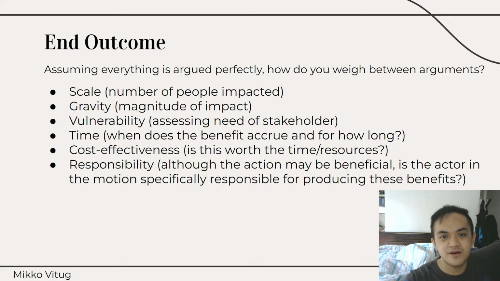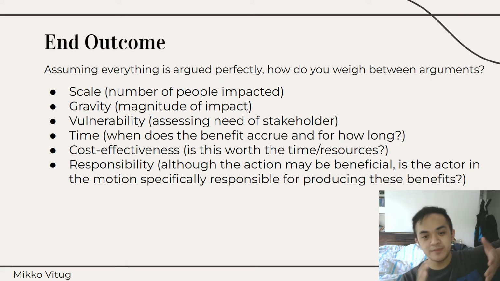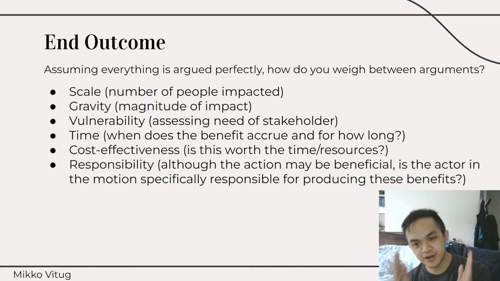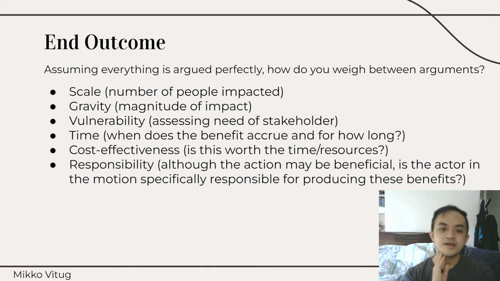Second is you can have weighing on the end outcome, and what I mean by that is, assuming everything to be true, they made an absolutely perfect proof for the argument. How do you weigh the end outcome? There are a lot of simple ones, like scale, or how many people are impacted. If you help 100 people, that's assumed to be better than helping 10 people.